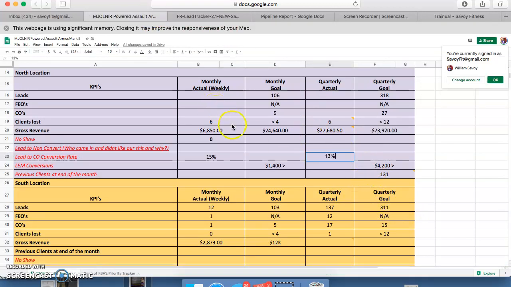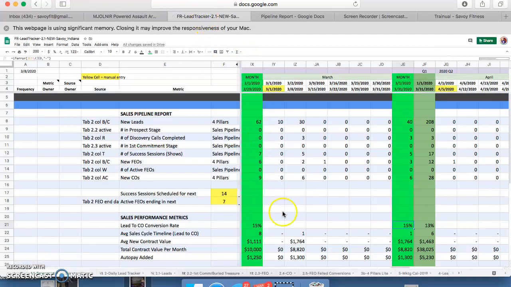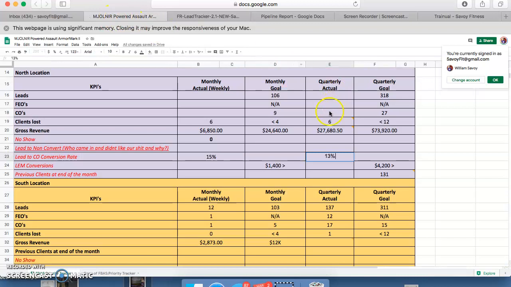Okay, that is how you do the lead to conversion rate. And again, that's a very good one. How many leads are we actually converting into CEOs? Huge number. I need that to work. I need it to be over 20%. Thank you.